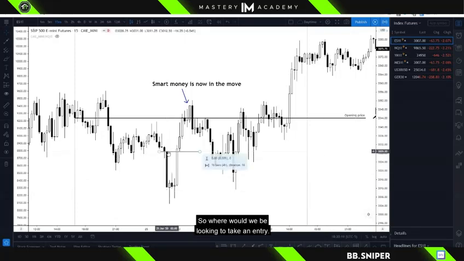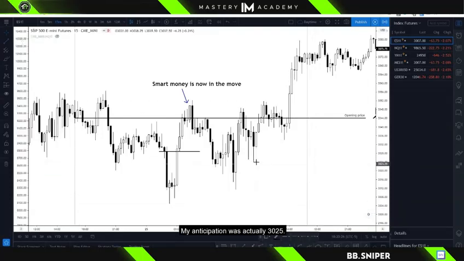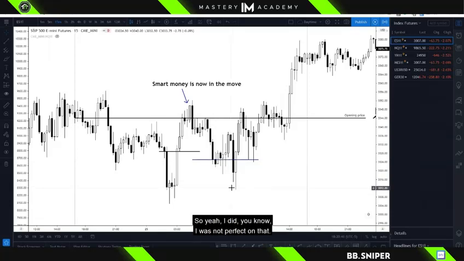So where would we be looking to take an entry? Now, when I took my screenshot of the before, my anticipation was actually 30.25. So I'll go ahead and mark that up for you here. 30.25 is about right here. Now, I was wrong as far as precision. Obviously it hit that and it did trade down to 30.12. So yeah, I was not perfect on that.